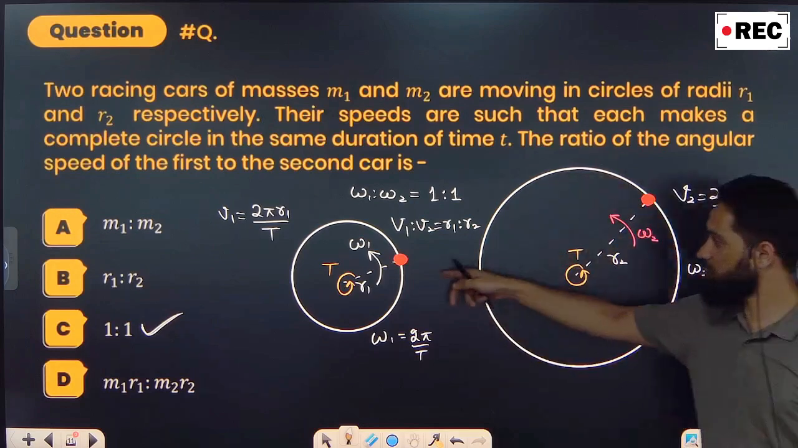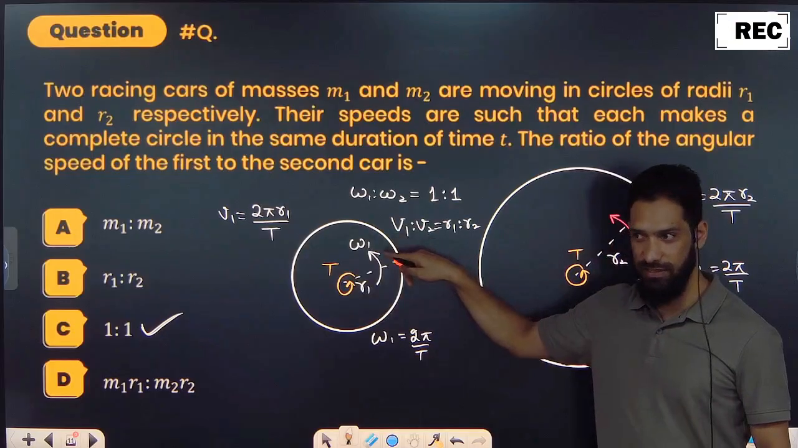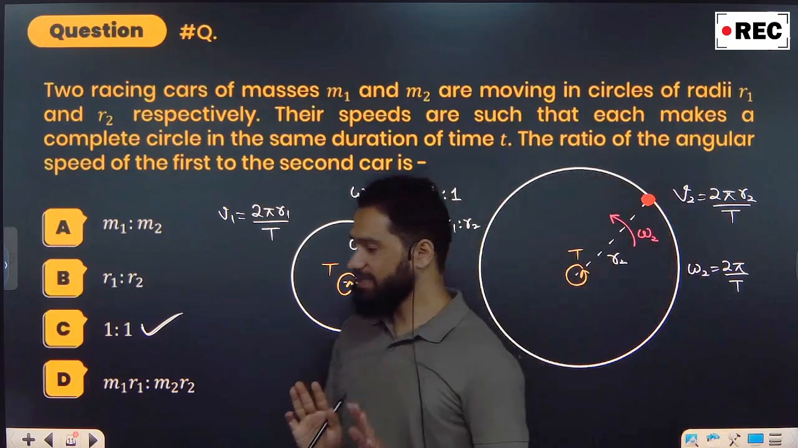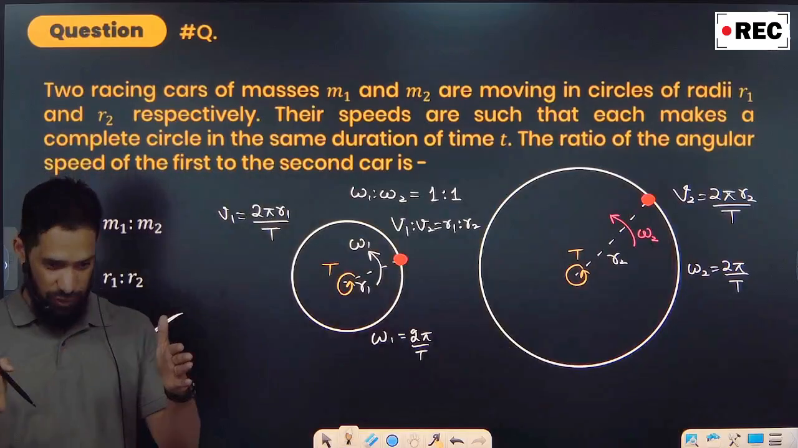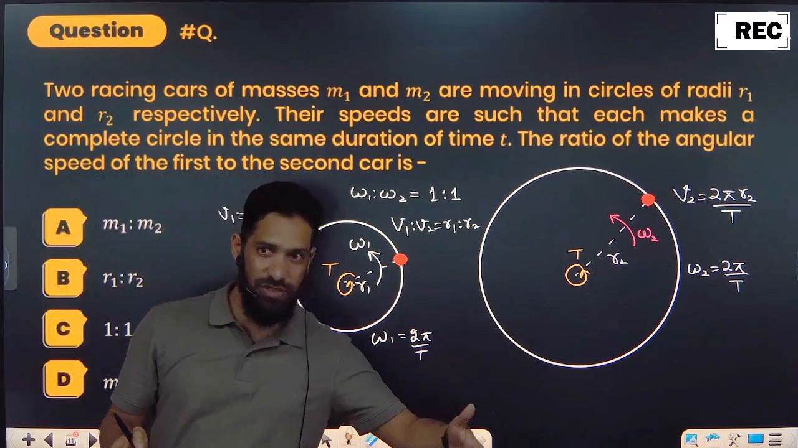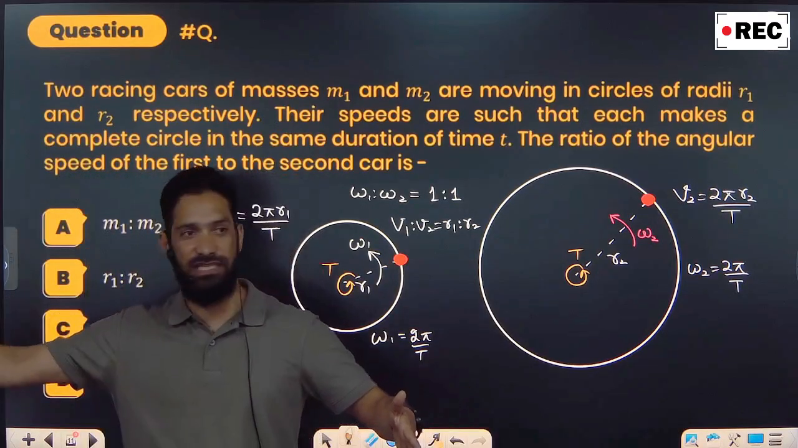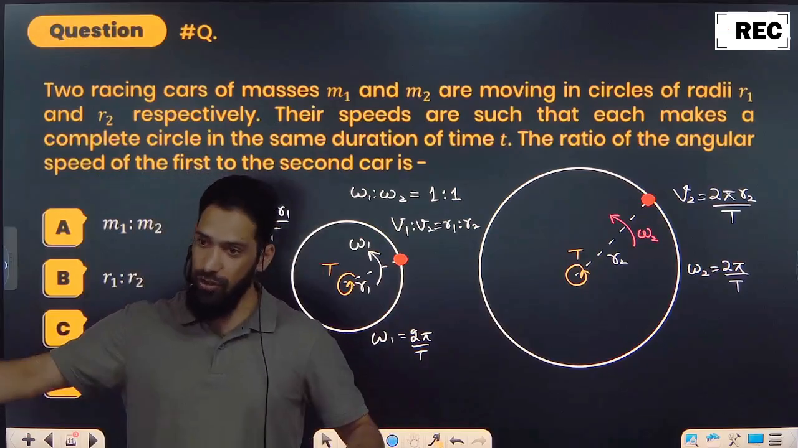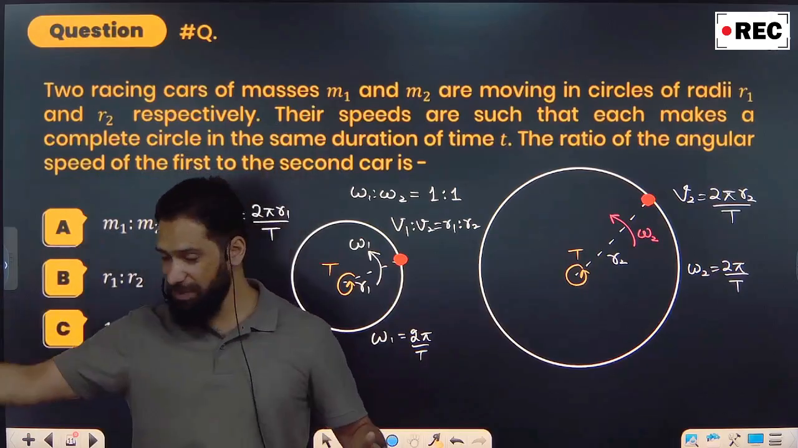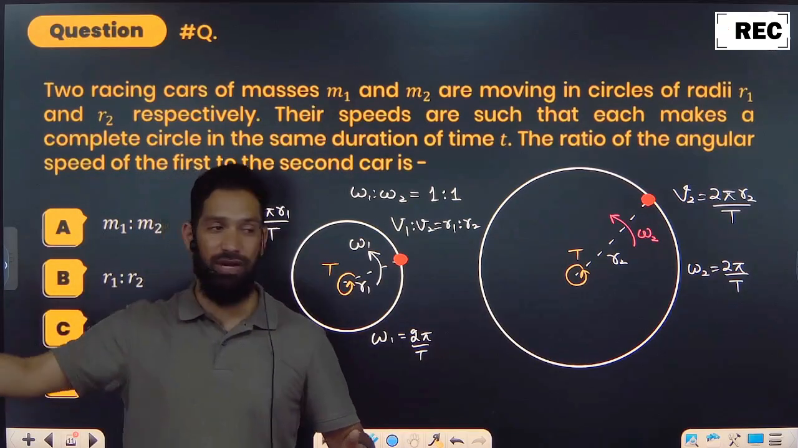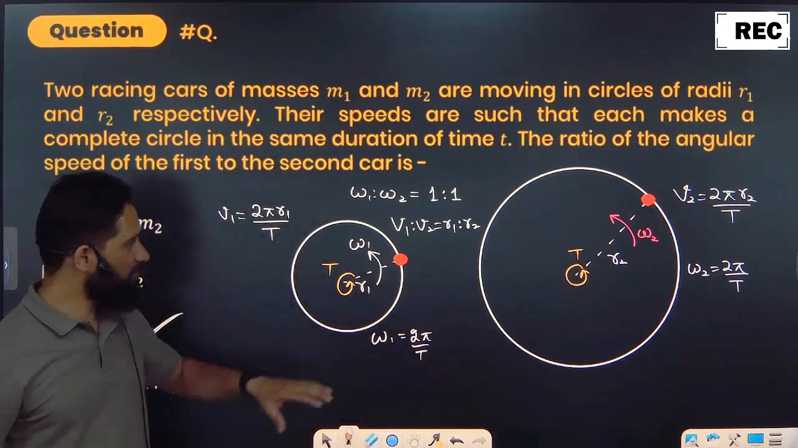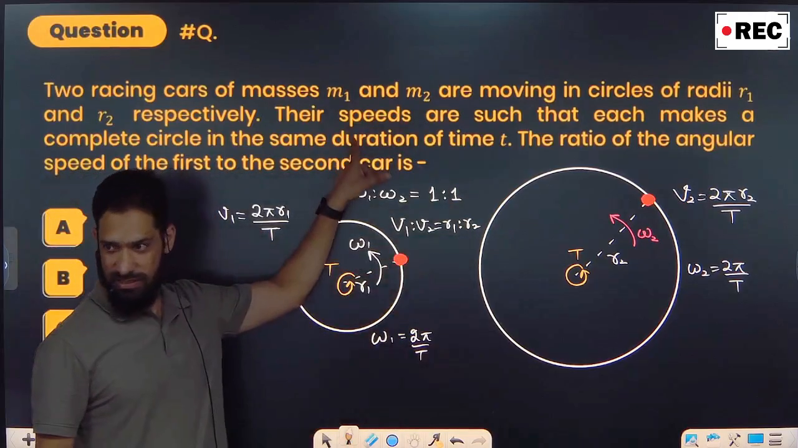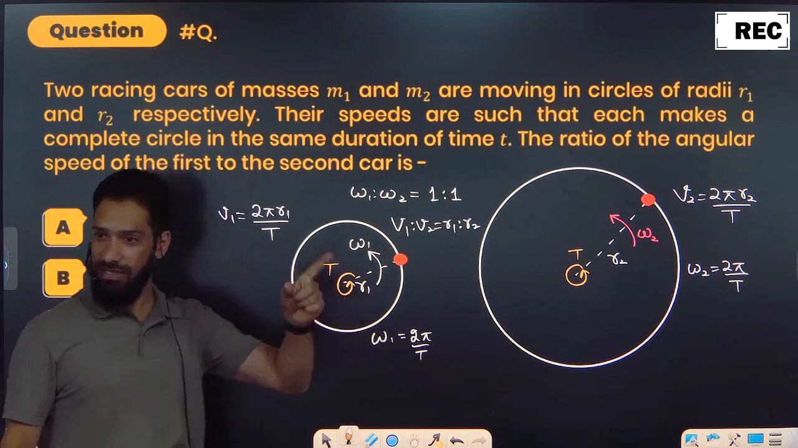Now, it has to cover less distance, right? That is why you can see whenever a vehicle makes a turn, the two wheels, the wheel which is closer to the turn and the wheel which is away from the turn, the angular speed is the same, but the speed of the outer wheel is more and the speed of the inner wheel is less. Because the outer wheel has to cover more distance, the inner wheel has to cover less distance.